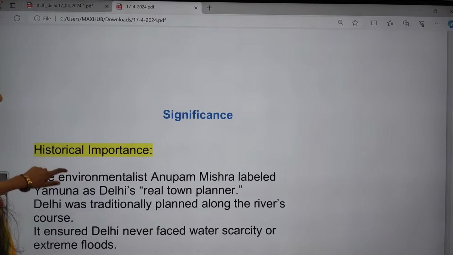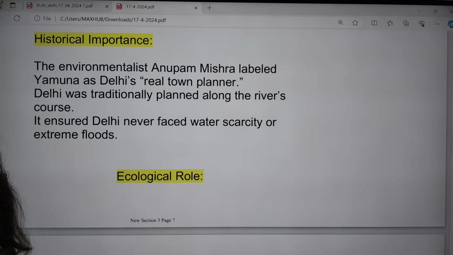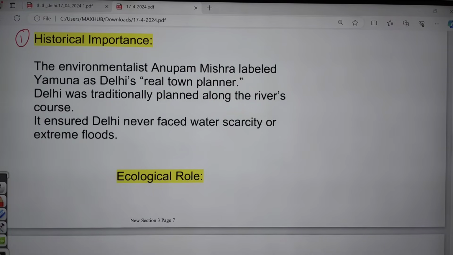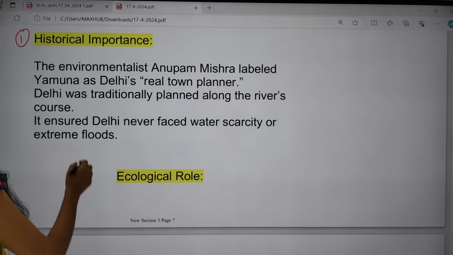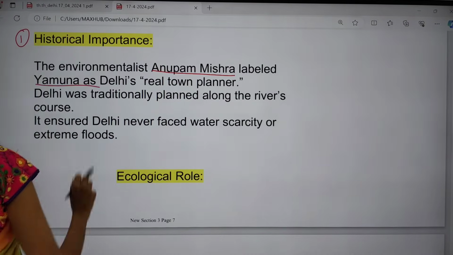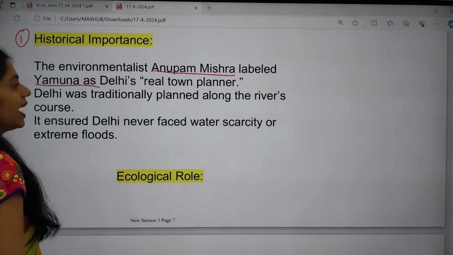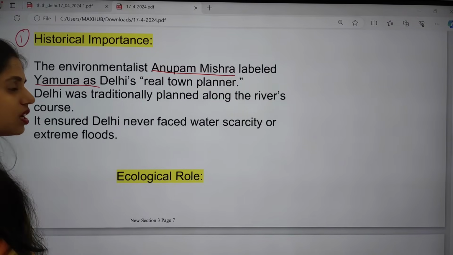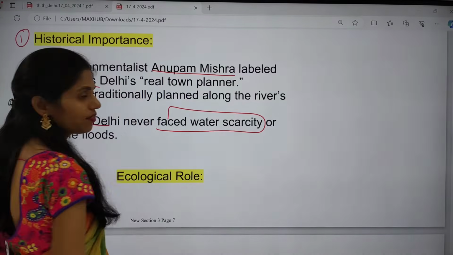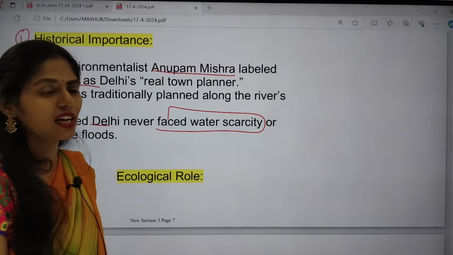Let us see the significance of floodplains; I had missed this. One important aspect is historical importance. Environmentalist Anupam Mishra labeled the Yamuna as Delhi's real town planner. Delhi was traditionally planned along this river's course to ensure it never faced water scarcity or extreme floods, so the river plays a very important environmental role.